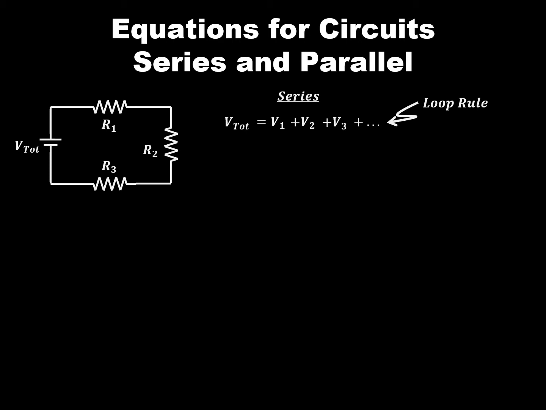So whatever the total voltage of the battery, that's going to be equal to the voltage of the first one, the voltage used by the second one, the voltage used by the third one. That's our loop rule. What about the current?